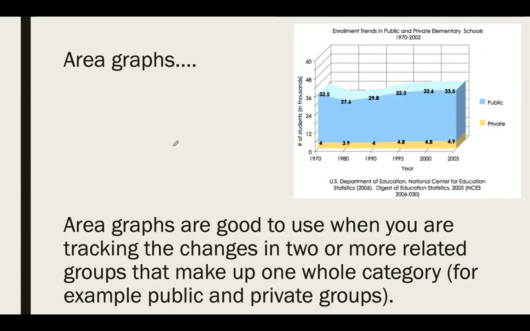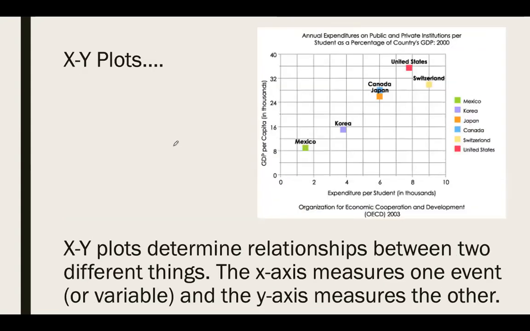Area graphs, good to use when you are tracking changes in two or more related groups that make a whole category, like public versus private schools. XY plots determine relationship between two variables. Now, as I said last week, if you're going to use this, it's best when you're comparing things that have the same units of measure. So we're not really using the same units of measure for our different factors. So probably an XY plot looks cool, but may not be super useful.